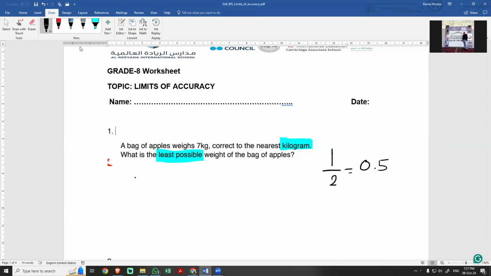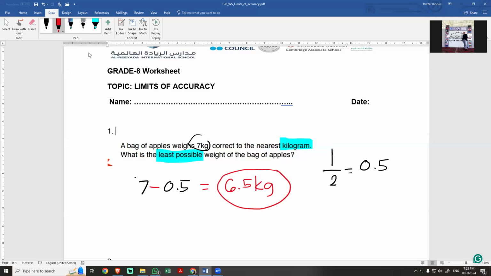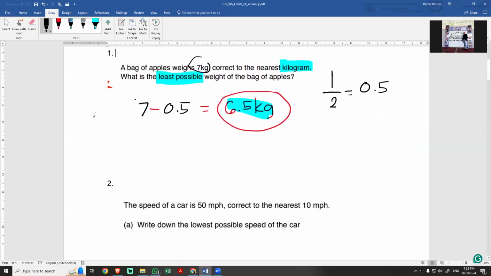Since you're asking for the least possible, then you have to minus instead of plus for the upper bound. So it's going to be 7, which is taken from the kilogram, plus 0.5. Oh, sorry, it's not plus, it's minus because it's the lower bound. So if you minus the 0.5, you will get an answer of 6.5 kilogram. This would be your answer on question number 1. 6.5 kilogram is the answer for that question. So let's move on to question number 2.